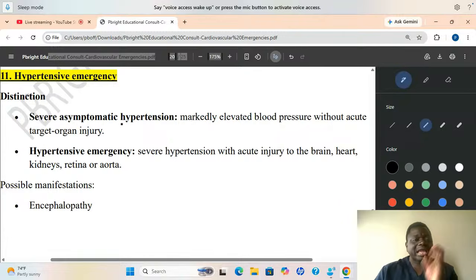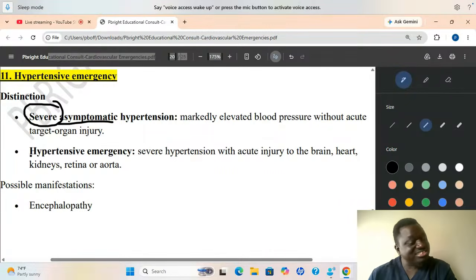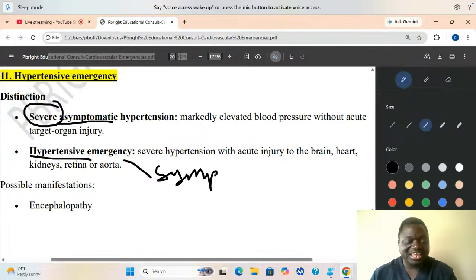We have people with hypertension, they are walking normal, they are asymptomatic. My blood pressure is severe. And we have people with hypertension that come to the hospital symptomatic.